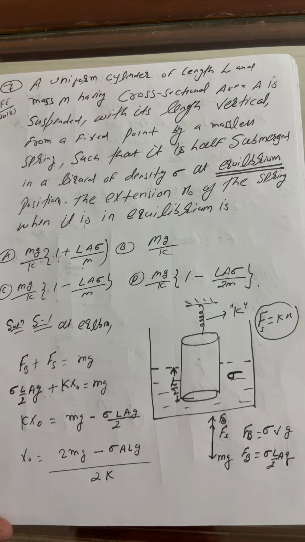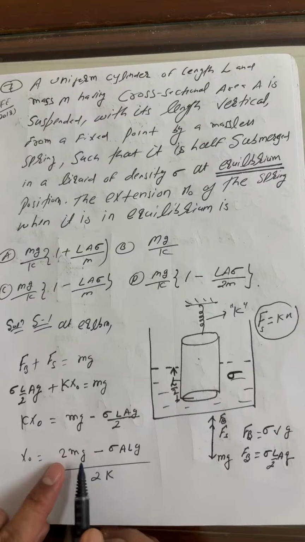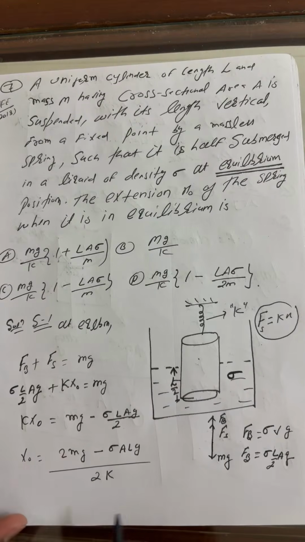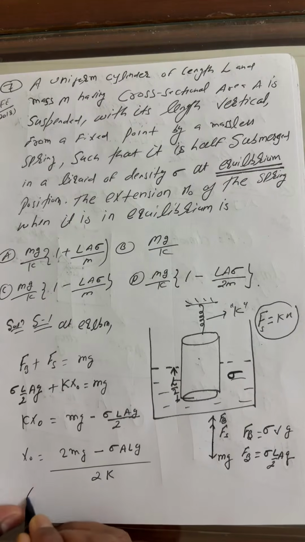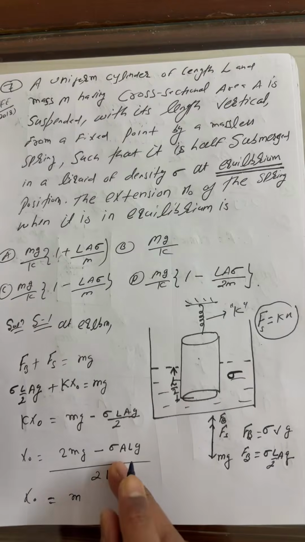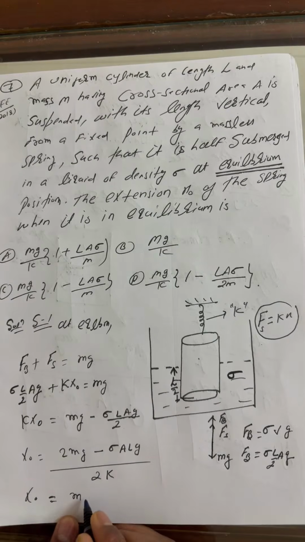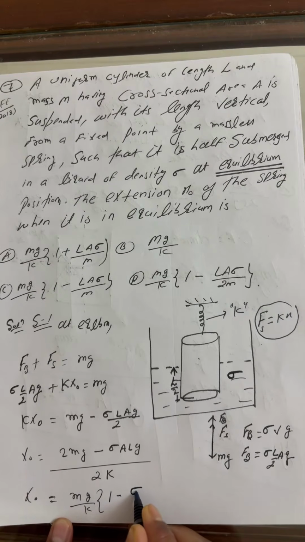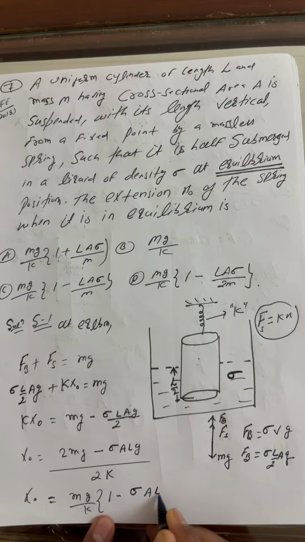By 2k, further just take LCM here. Take common mg from here. So you can say x naught finally, this is what. You can also rewrite the expression because there is no option like this. So you can say this is mg by k into 1 minus density into A into L by 2m.